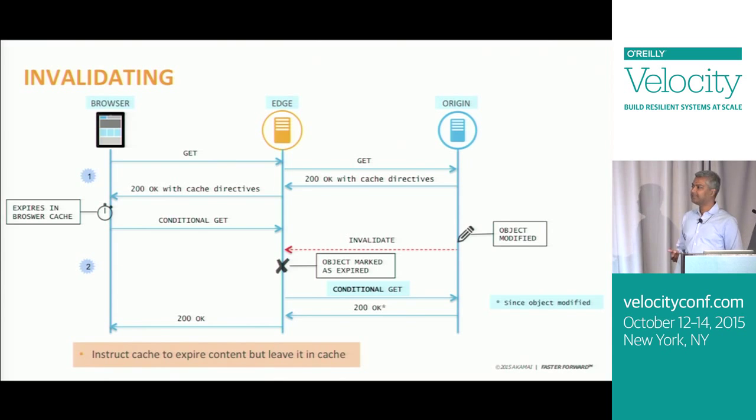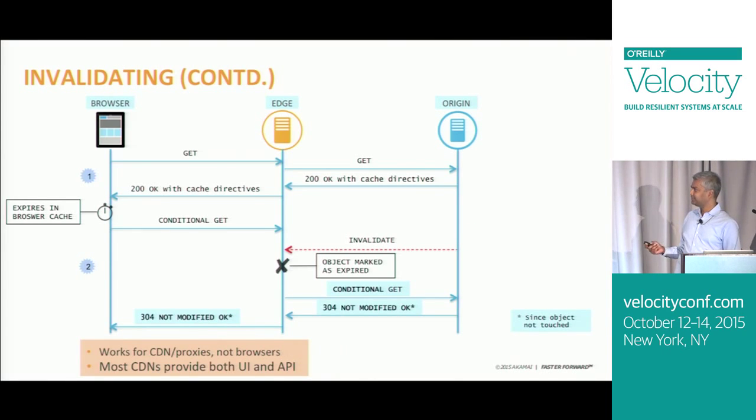If the object has changed, which is the case in this graph, the origin will send down a 200. In the same invalidate scenario, if the object hasn't changed, the origin sends back a 304 Not Modified. So invalidate is not as graceful as relying on TTLs, but it has some of those benefits of using a lightweight response for the majority of the scenarios.